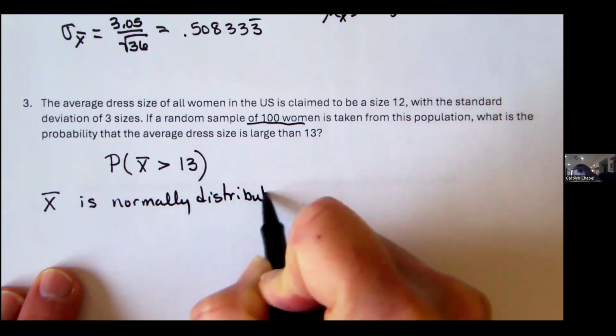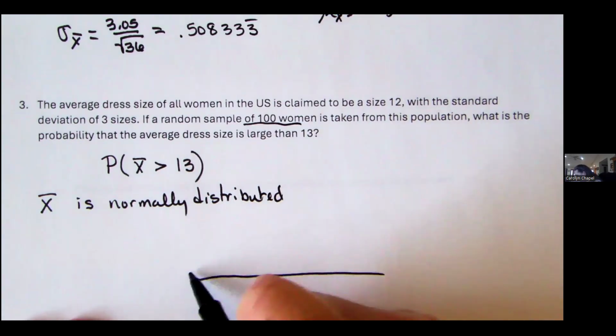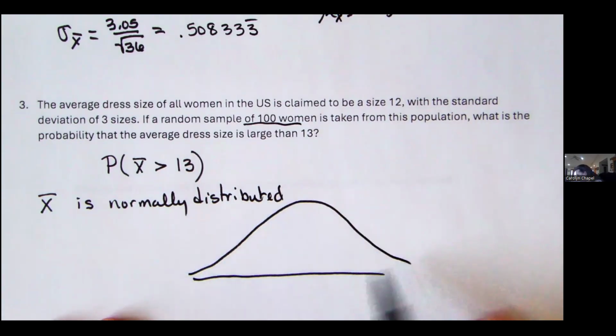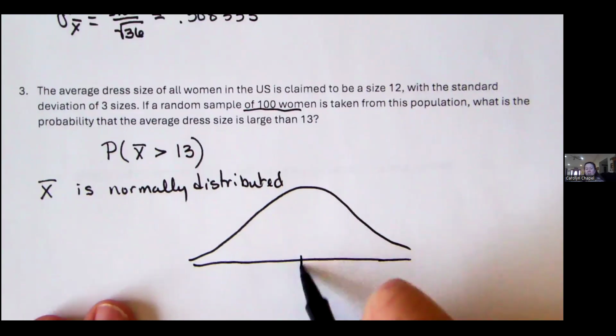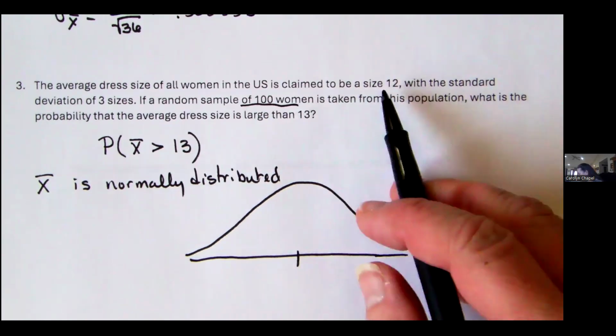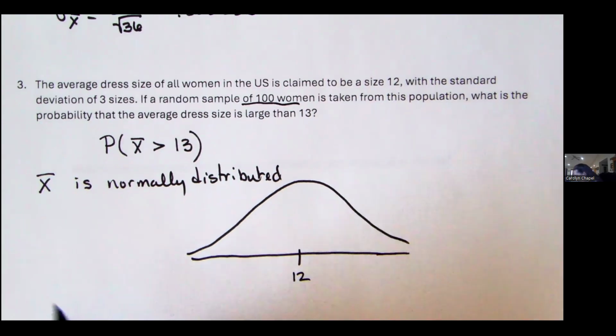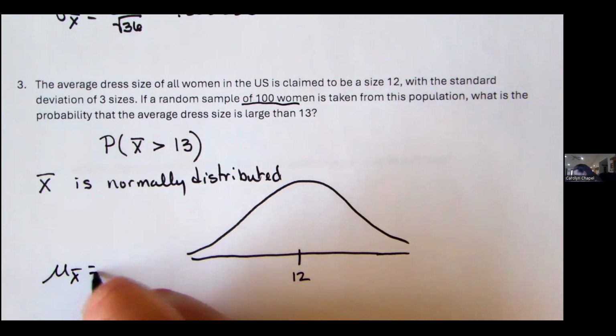So I can use that normal curve. I also know where the center of that normal curve is going to be. The center of that normal curve is going to be the same as the average of the original data. The average is claimed to have a mean of 12. So mu of X bar is equal to 12.